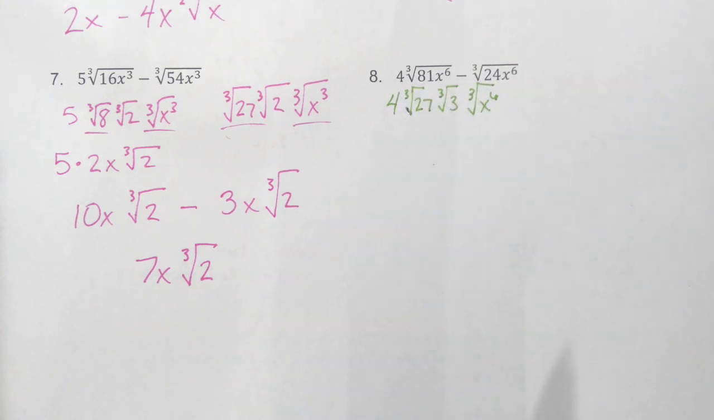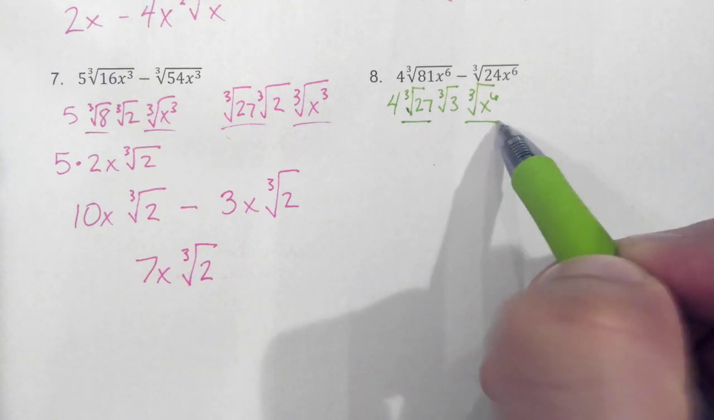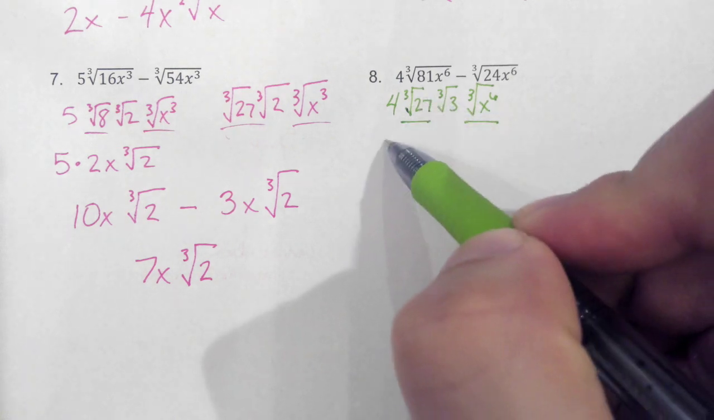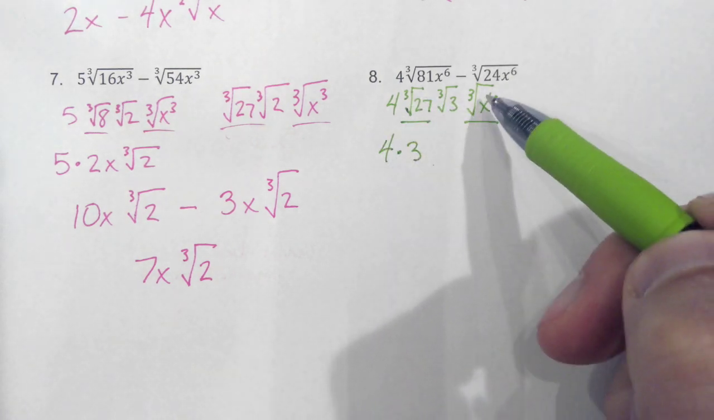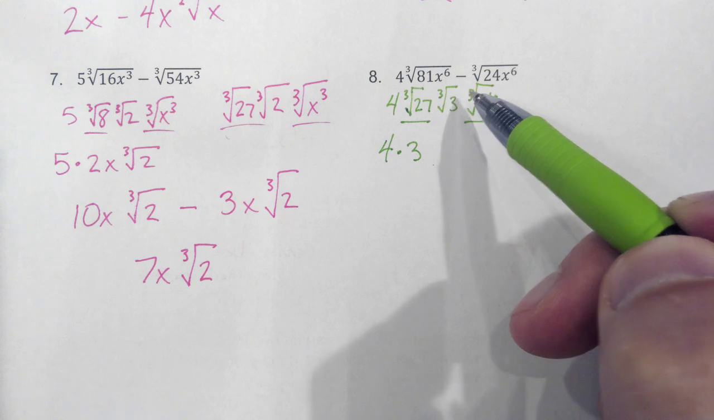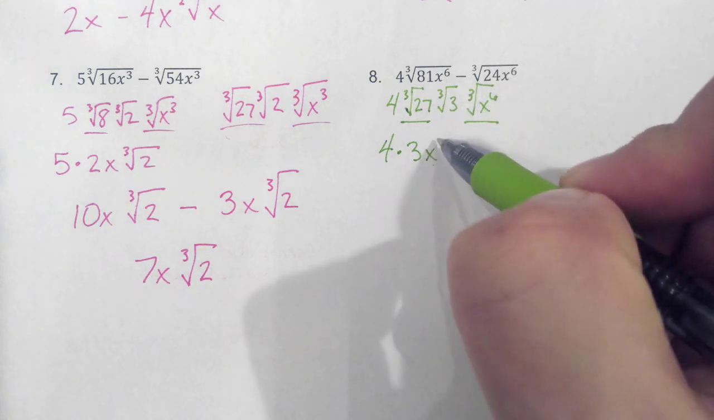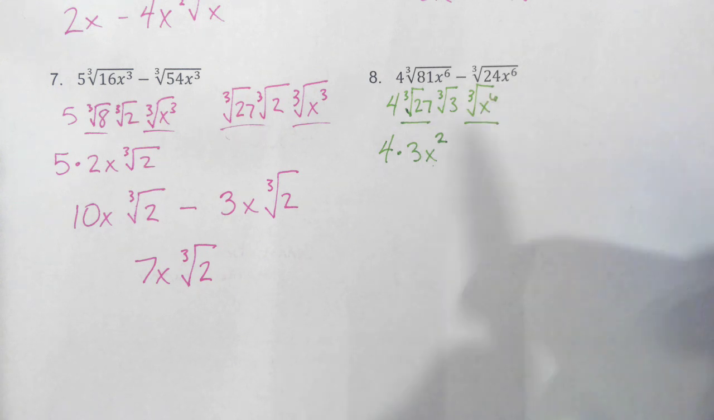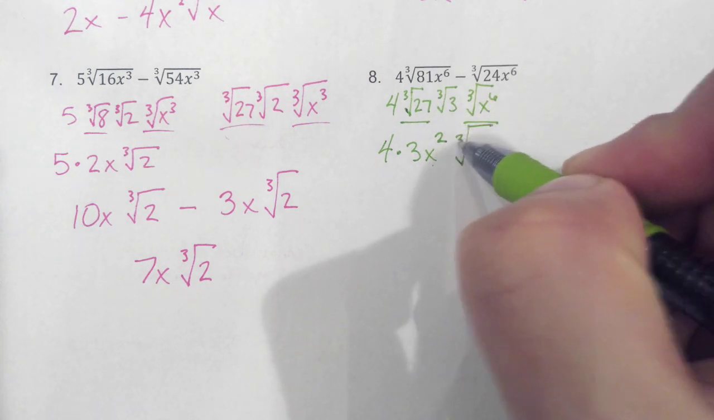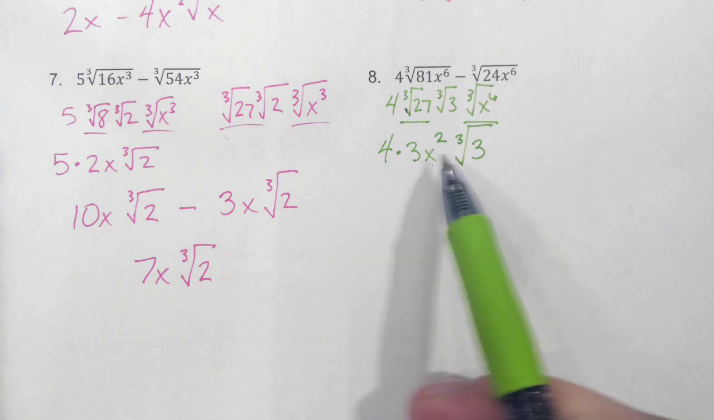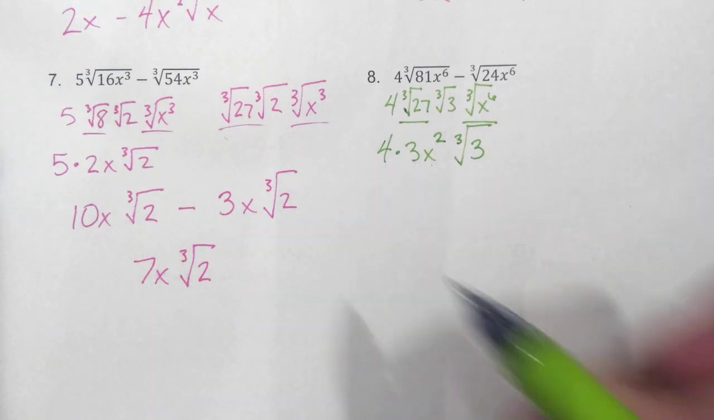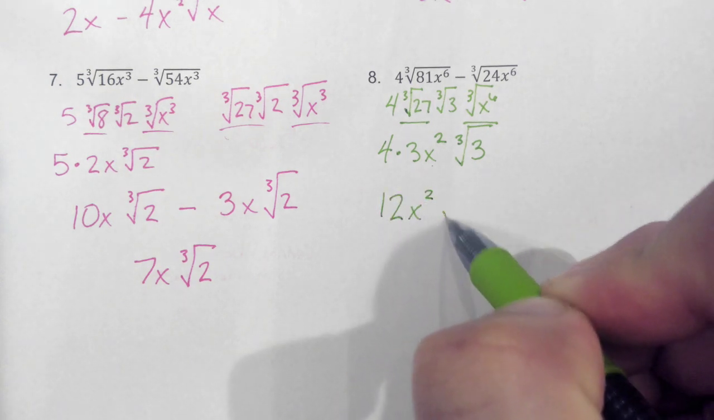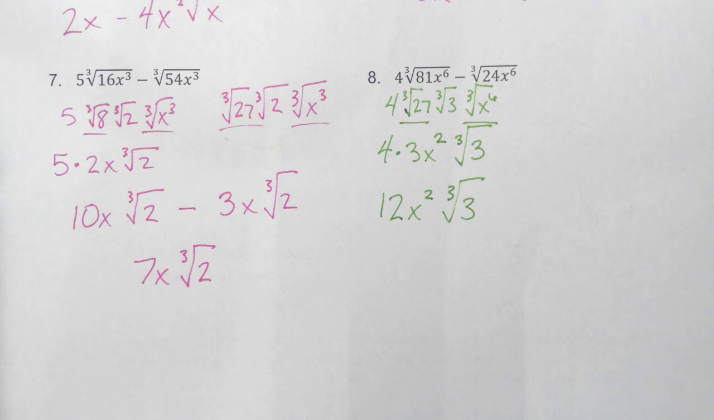So I'm going to simplify the perfect cubes. That would be the cube root of 27 and the cube root of x to the 6th. So the cube root of 27 is 3. And I'm going to do this one. 6 divided by 3 is 2. So that's going to be x to the 2nd. Remember, that's representing my exponent. 6 divided by 3 is 2 for the exponent. And then the cube root of 3 will tag along. I can do that multiplication just like I could on 7. 4 times 3 is 12. So I have 12x squared cube roots of 3.